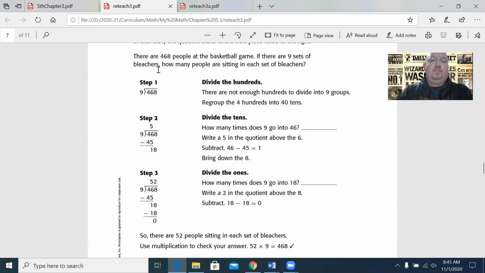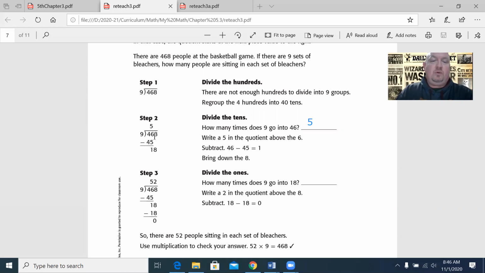So here's our sample problem. There are 468 people at a basketball game. There are 9 sets of bleachers. How many people are sitting in each set of the bleachers? So step 1 in a 3-digit dividend is always divide the hundreds. But can we divide the hundreds in this case? Well, is 9 greater than 4? If that answer is yes, then we can't. So we have to regroup that 4 groups of 100 into 40 groups of 10. So now we're going to have 46 groups of 10 here in step 2. 9 does go into 46, and it will do so 5 times, because 9 times 5 is 45.